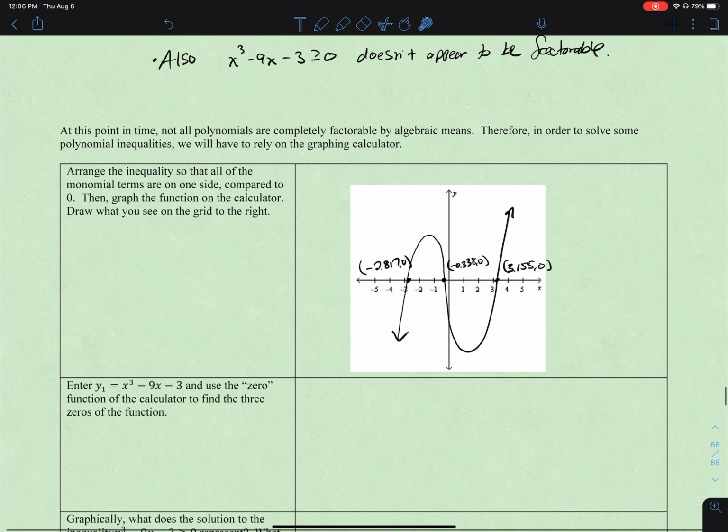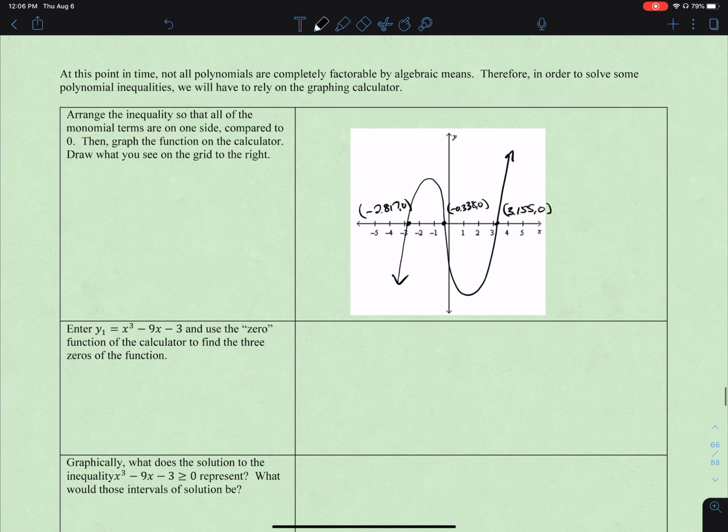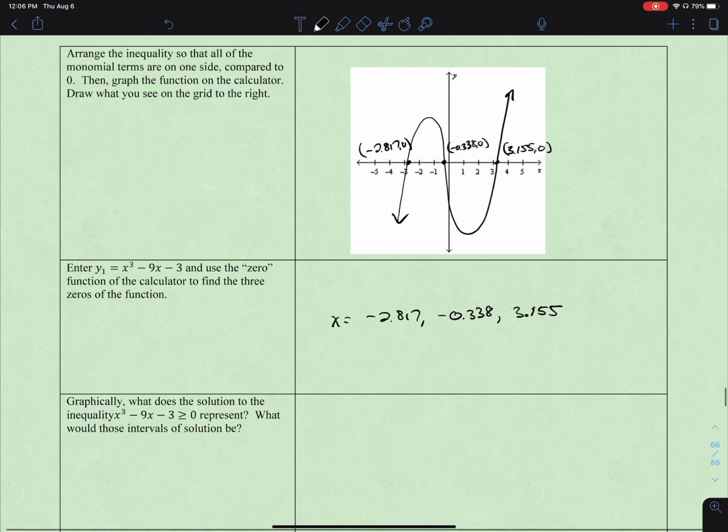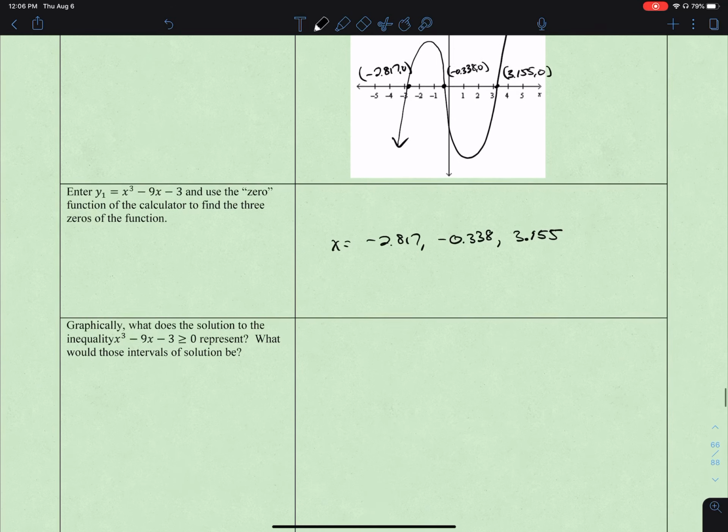So let's read the directions, make sure I actually followed the directions. Arrange the inequality so that all the monomial terms are on one side, did that. Compared to 0, did that. Graph the function on your calculator, did that. Draw what you see on the grid, did that. Enter y1 and use the 0 function to find the 3 zeros, did that. Those 3 zeros, once again, are x equals negative 2.817, negative 0.338, and positive 3.155. To be clear, in this class, we always round to 3 decimal places.